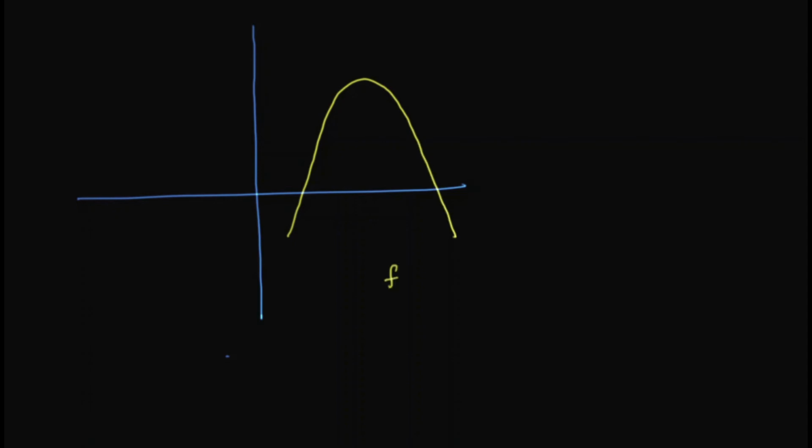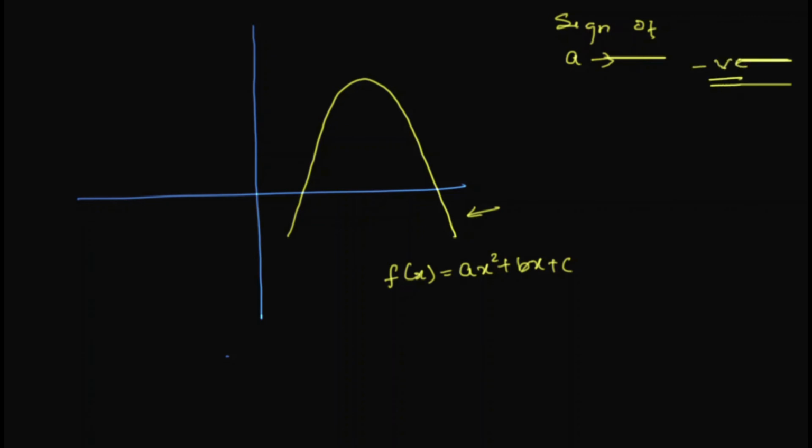Let's denote this parabola with f of x. Again, ax squared plus bx plus c. Any quadratic can be represented with ax squared plus bx plus c. To find out the sign of leading coefficient a, we have to check whether the parabola is opening upwards or downwards. Here in this case, the parabola is opening downwards. So a becomes a negative value. A must be negative.